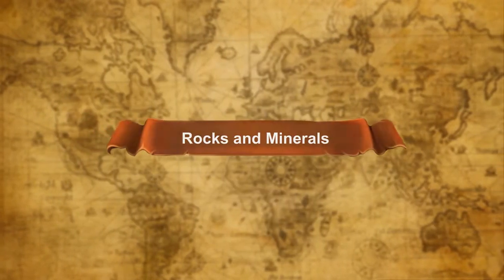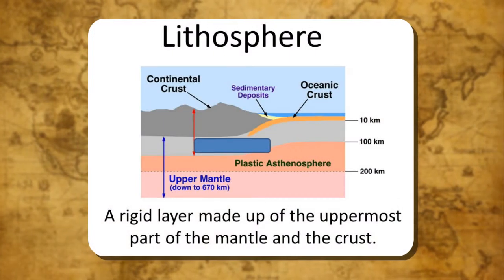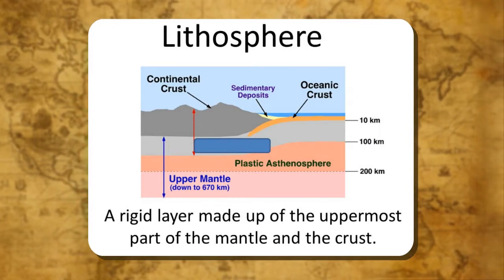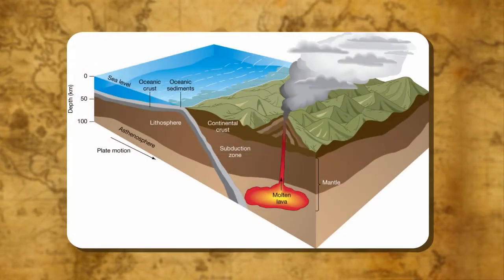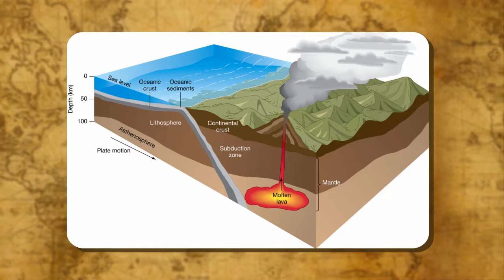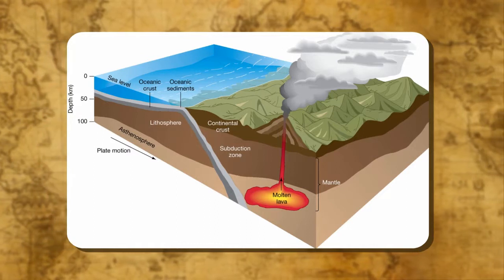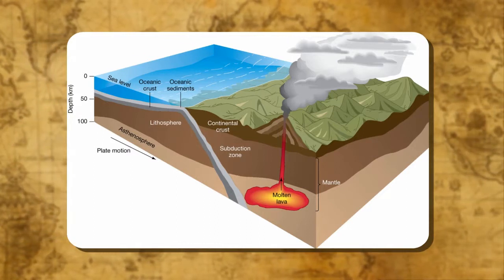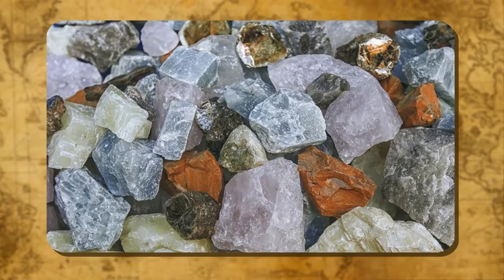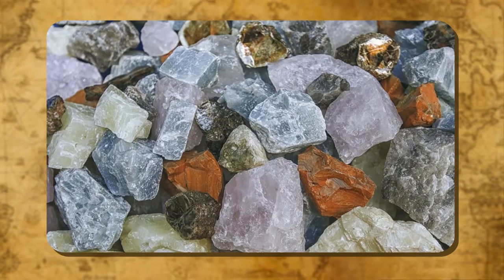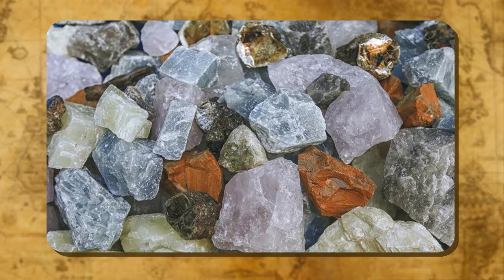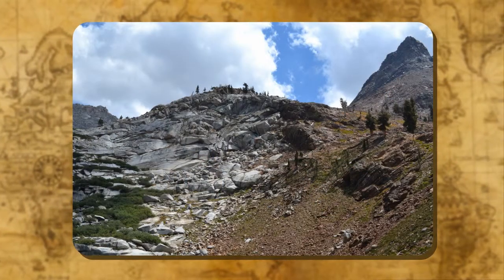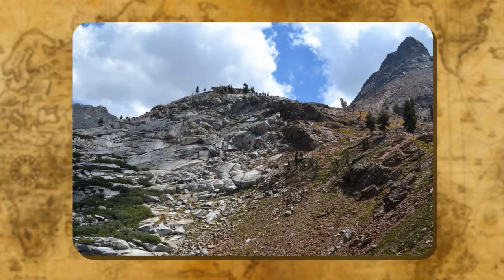Rocks and minerals. The materials of the crust or lithosphere are generally called rocks. The Earth's crust is made up of various types of rocks. Any natural mass of mineral matter that makes up the Earth's crust is called a rock. Rocks can be of different color, size and texture. Different types of rocks form different types of landforms.